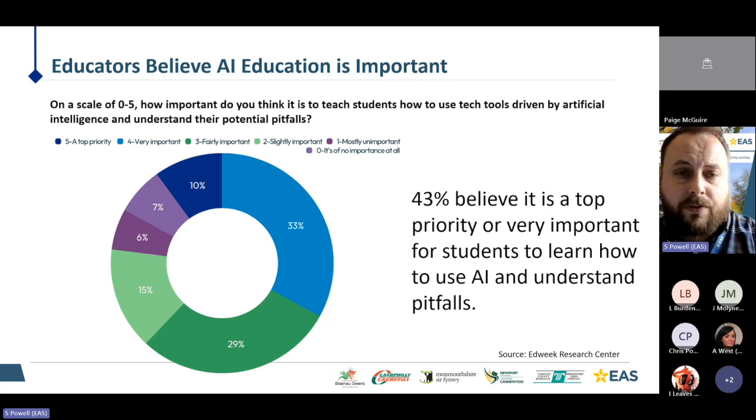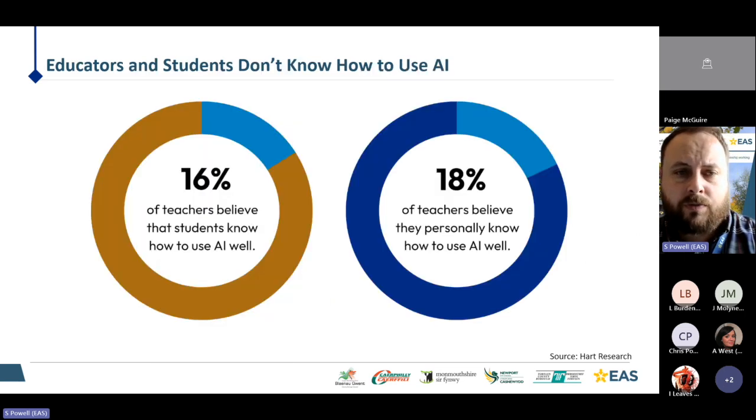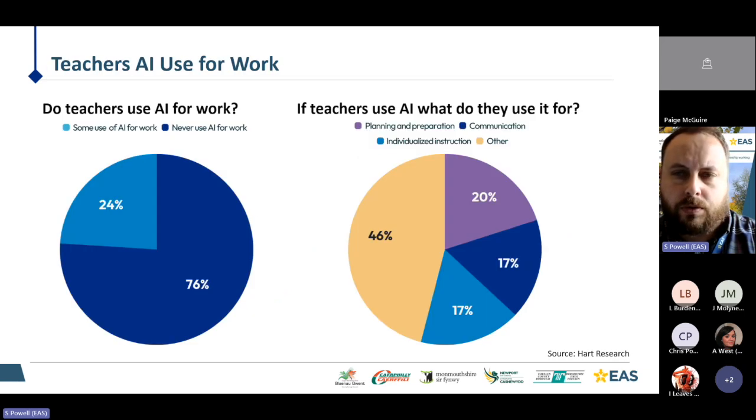Positively, 43% of educators believe AI in education should be a priority, because again, there's going to be lots of benefits and positive things to come out of this, but also there's risks and drawbacks. 16% of teachers believe that students know how to use AI well, while 18% of teachers believe they personally know how to use AI well. So I think there's a perceived lack of preparation for students and teachers alike here.